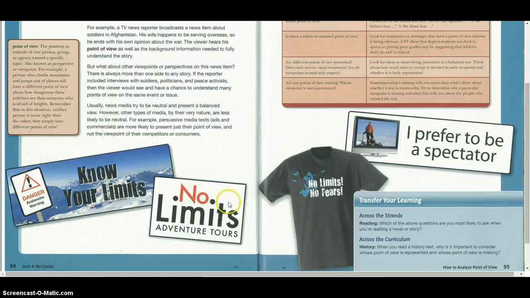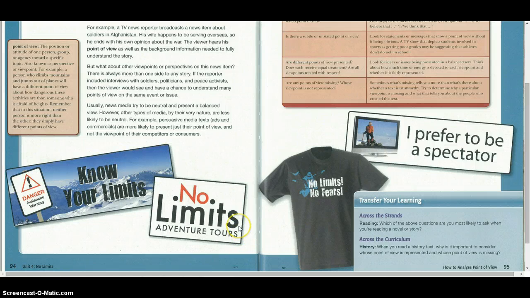However, look at this ad. This is clearly saying no because it's in red, and limits in black. No limits adventure tours. So this is obviously a perspective of somebody who feels that these kinds of things, like snowboarding or skiing in the mountains or hiking in the mountains or climbing in the mountains, is not so dangerous because they're an adventure tour company.